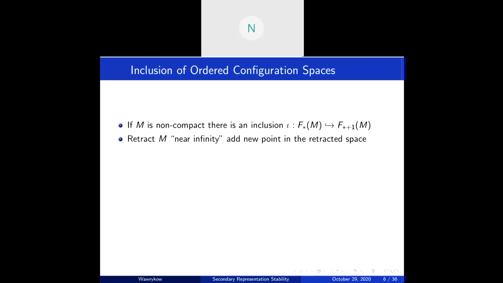So because we're dealing with ordered configuration spaces, we want to say, well, naturally there's a way of going down 1 degree and just forgetting a point.